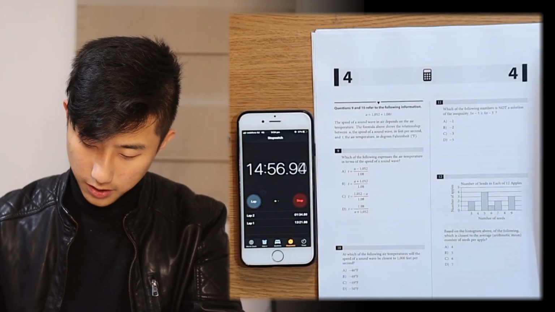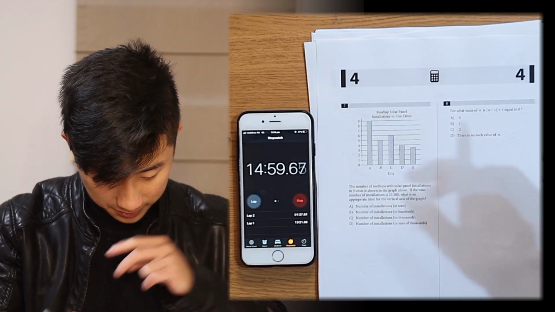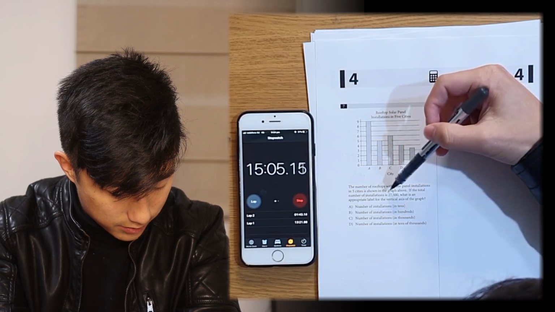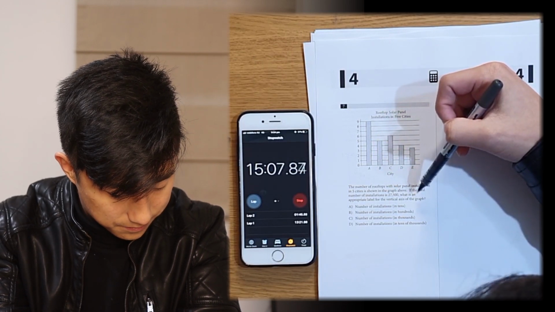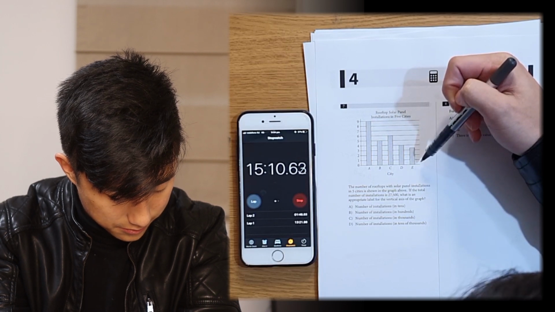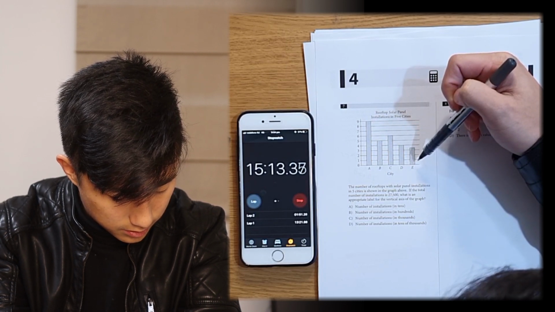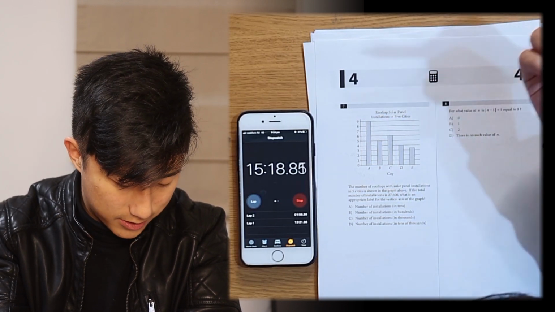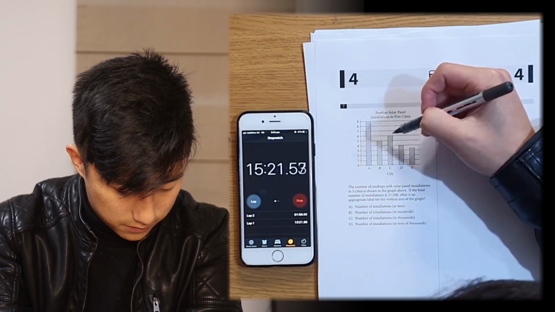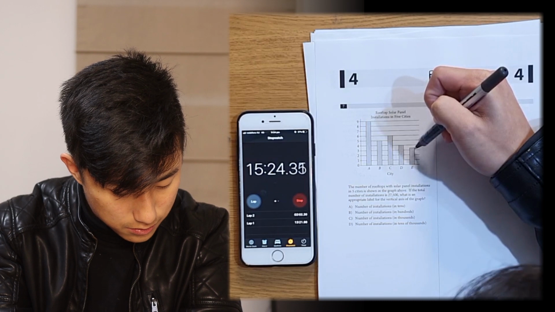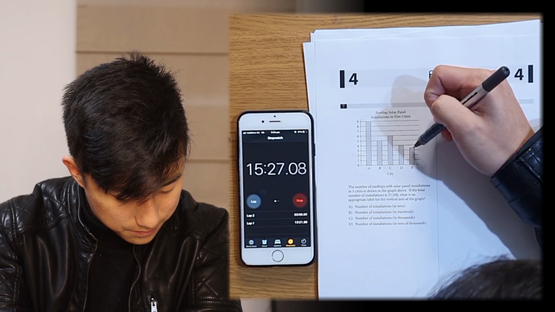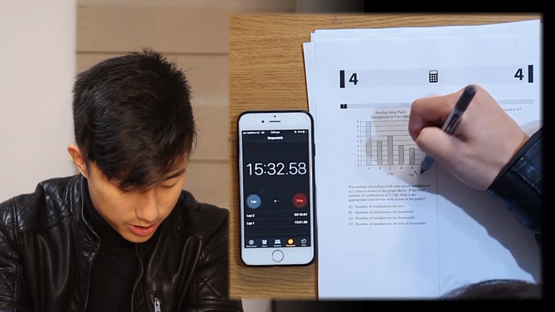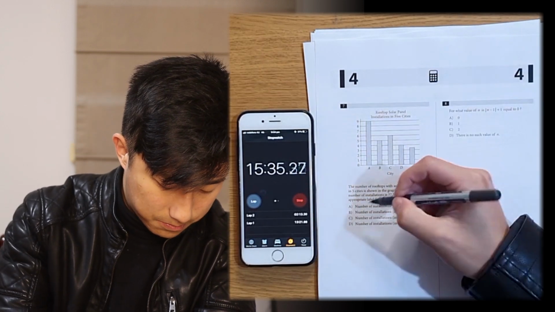Question 7. The number of rooftops with solar panel installations is shown. Total number of installations is 2,500. Okay. What is an appropriate label for the vertical axis? I'm assuming the number of installations in thousands. So 9 plus 5 plus 6 plus 4 plus 3.5? Okay, right. Yes, I'm assuming that adds up to 27, which means it is in the thousands.